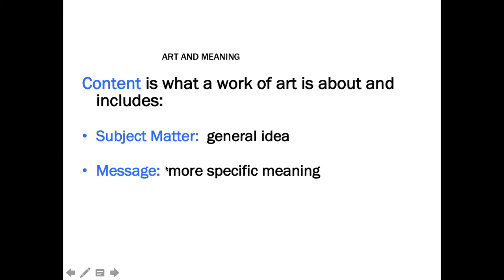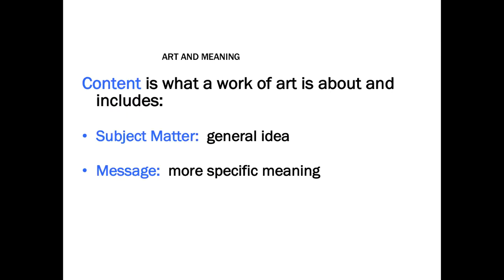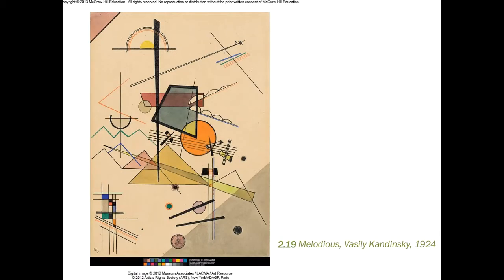Okay, now I'm going to go back to form and content. Form is how it looks, what color it is, what materials were used, that kind of thing. Content is what is it about? Okay, it's the subject matter and the message.